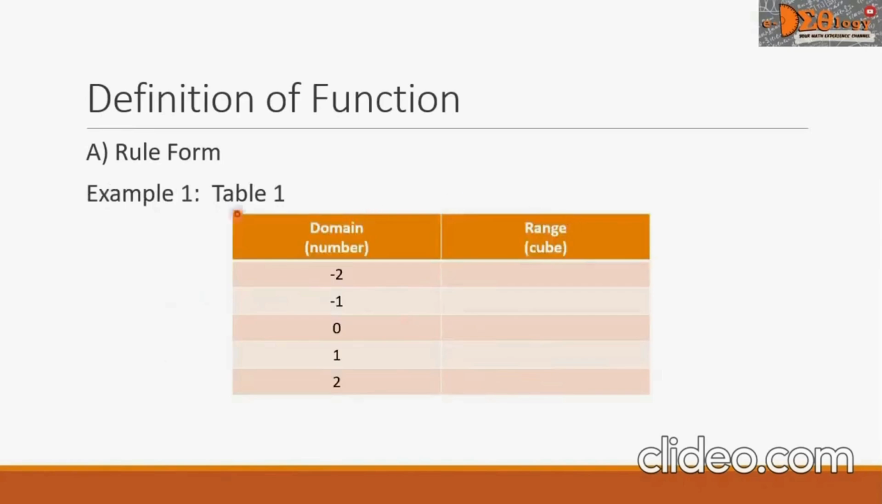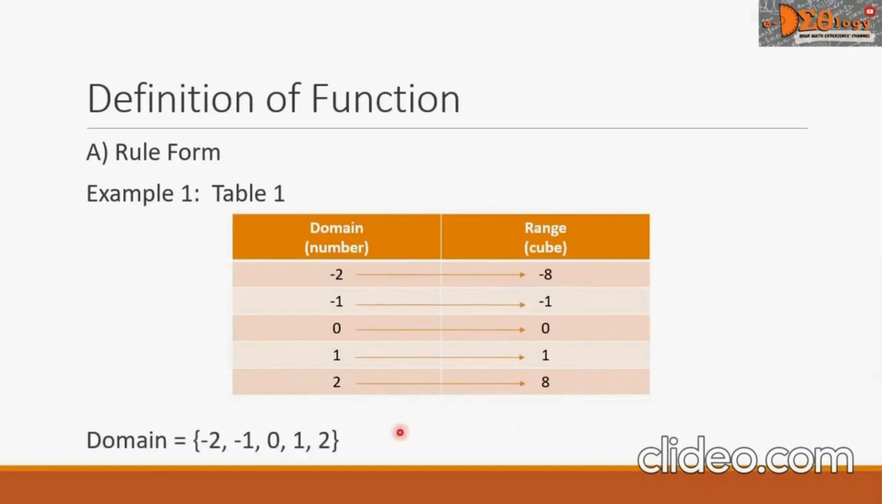Here we have a table. This column is for the domain with elements -2, -1, 0, 1, 2. And this column is for the range, and the rule is to take the cube of each element from the domain. So we have the numbers -8, -1, 0, 1, 8 respectively.